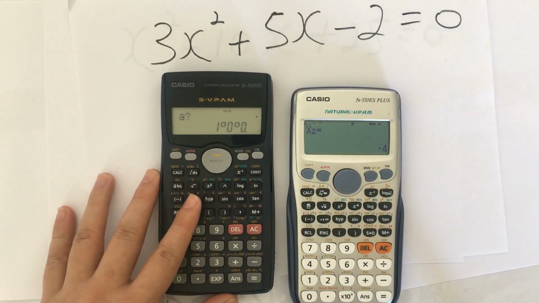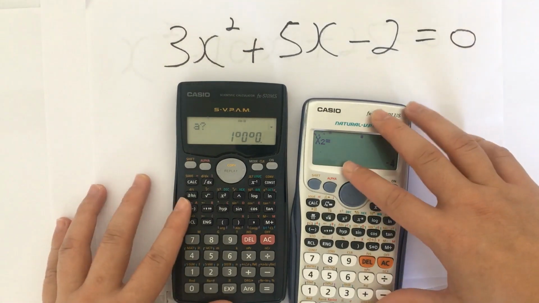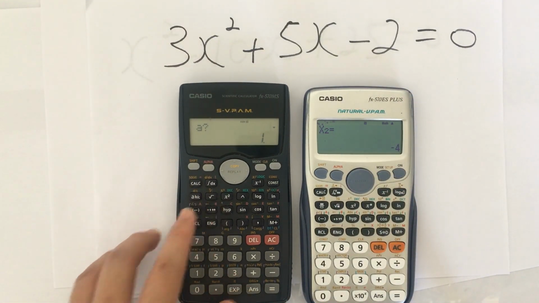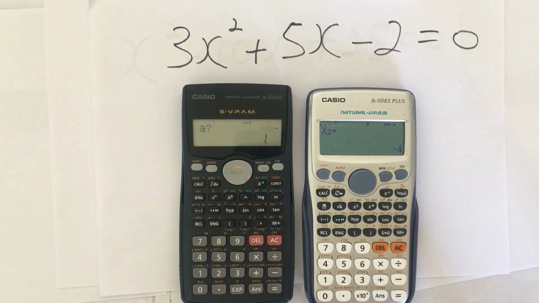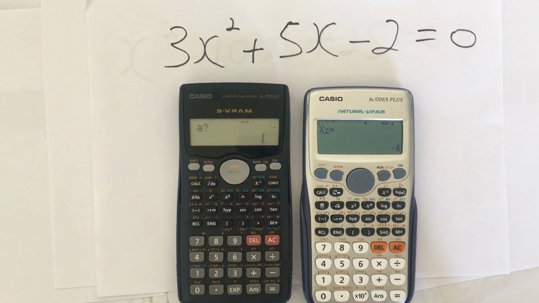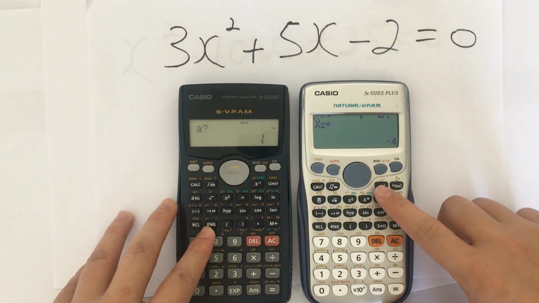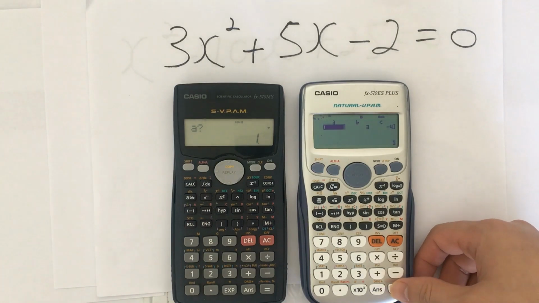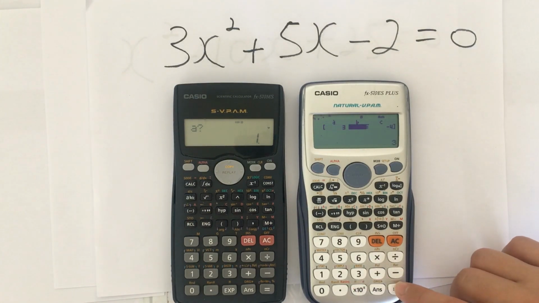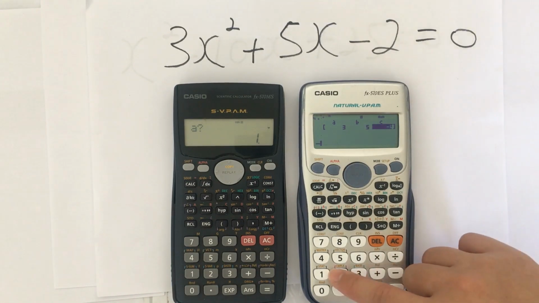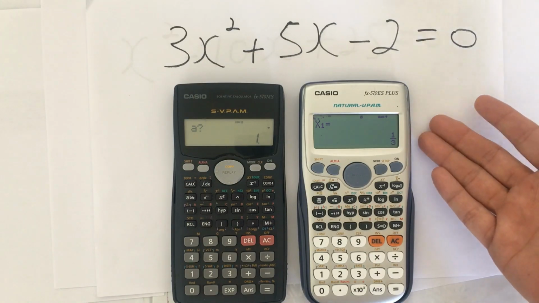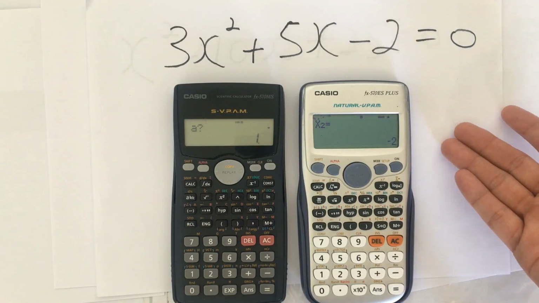Alright, this is another example. This is a quadratic equation. In order to solve this one, same thing, we are using this mode, so you don't have to change anything. You just have to continue with it. So a, b, c are 3, 5, negative 2. I'm putting in 3, followed by 5, negative 2. Okay, and I have x equals 1 over 3 and also negative 2.